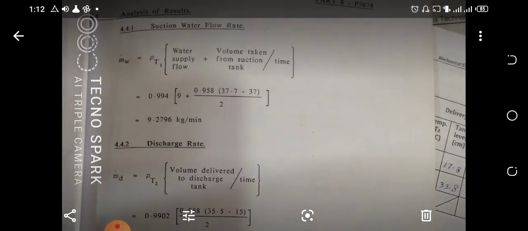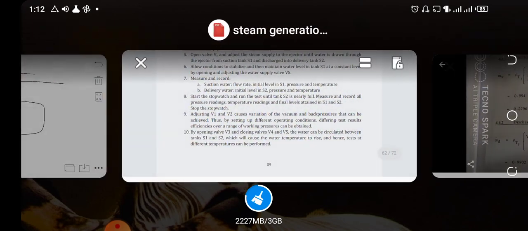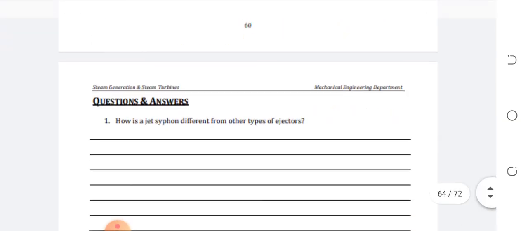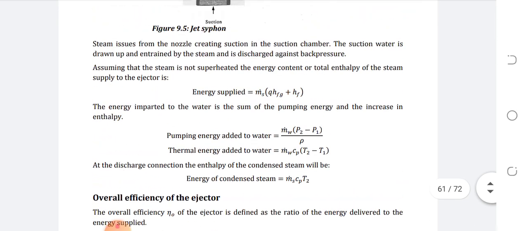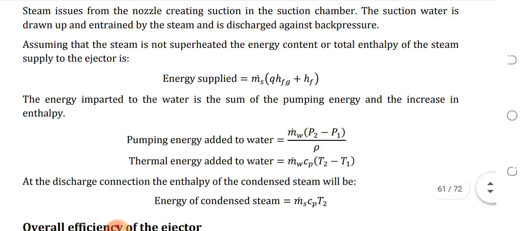Yes, this is the sample calculation. This is the formula. This formula is already available in your workbook. You can see from this. This is energy supplied, simply ms times hf plus q hfg, or in thermodynamics you learn hf plus x hfg. The quality of steam here is denoted by q. In your courses it is denoted by x.